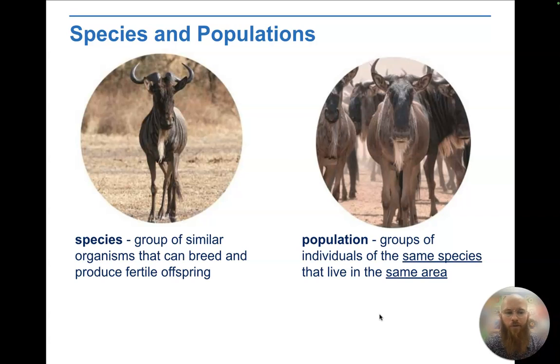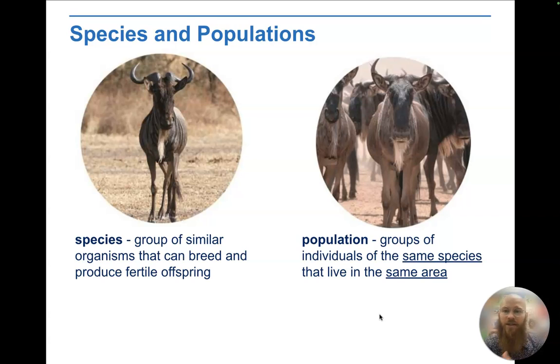So I want to break down each one of these levels of organization. These represent essential vocabulary for this unit, so we want to make sure that we understand what they mean. Our first level, the smallest level or the least inclusive, is that of a species or an individual organism. This is just going to be a group of similar organisms that can breed and produce fertile offspring. That's what makes a species a species. So our first level is just going to be an individual organism.